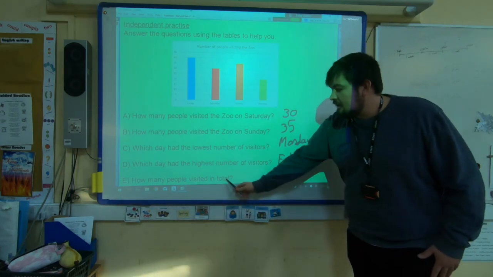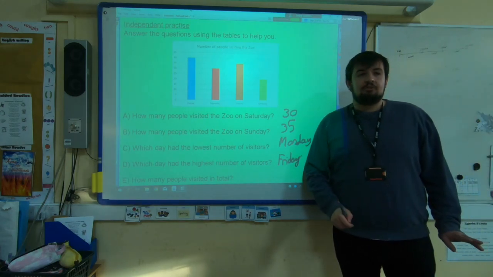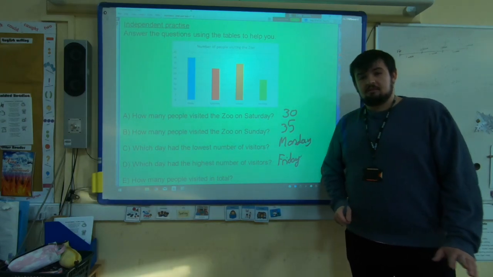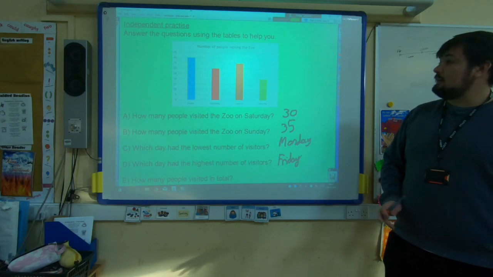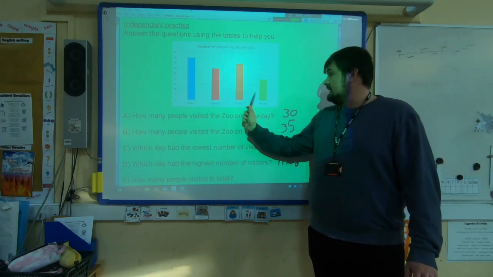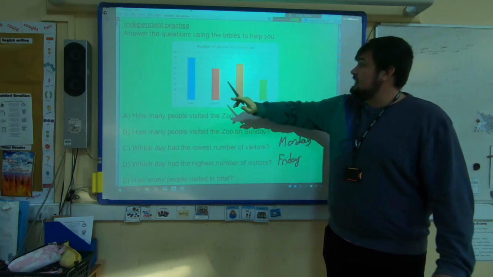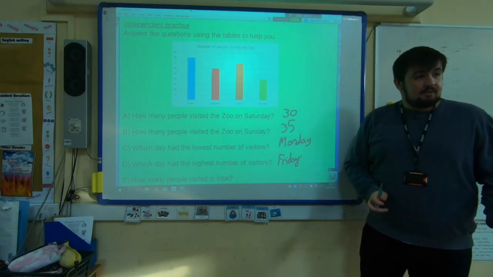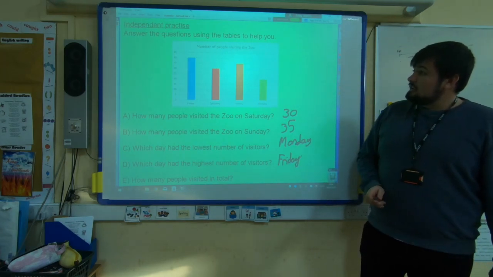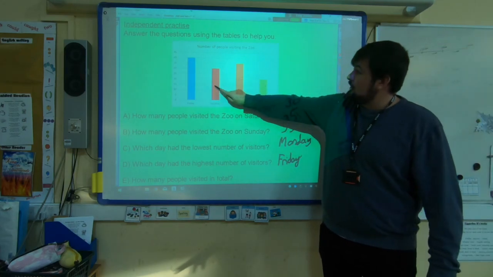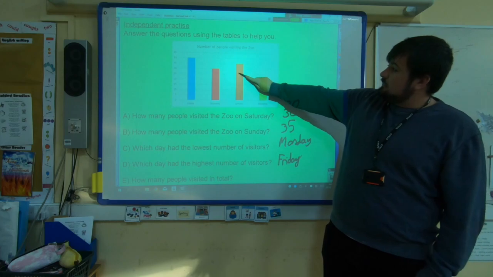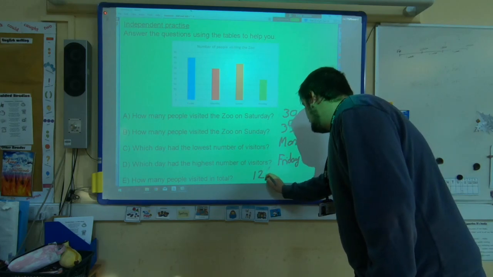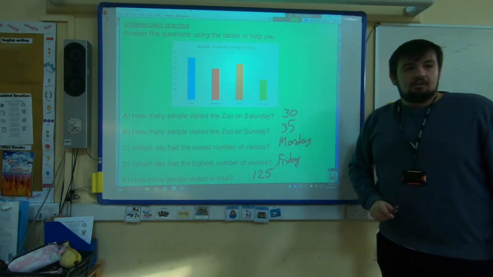And then I want to know how many people visited the zoo in total. What did we have to do for this one? Freya? Add all of the answers together. Yeah, we had to add all of our bars together to find out the answer, didn't we? So 40, add 30, add 35, add 20. What was the answer, Jacob? 125. Yes. I'll just double check. So I've got 40, add 30 is 70, add another 35 is 105, add 20, 125. Good maths. Well done. Good stuff.